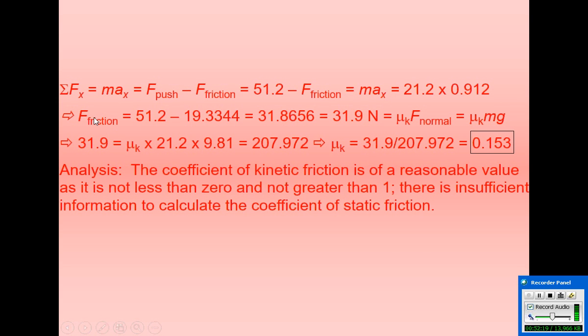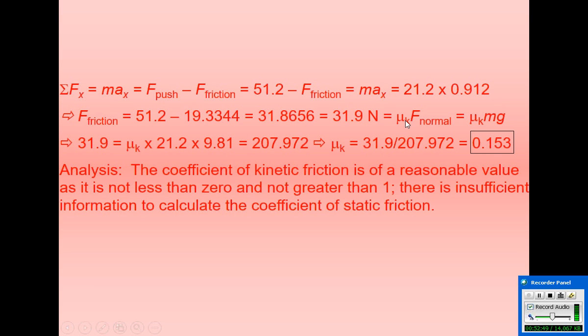After a little bit of recombining, I get that the frictional force is basically 31.9 newtons. By the way, all of these F's that you see right here, I should come up with a positive value because each of these F's represents a positive quantity. They represent a magnitude. So the frictional force has a magnitude of 31.9 newtons.